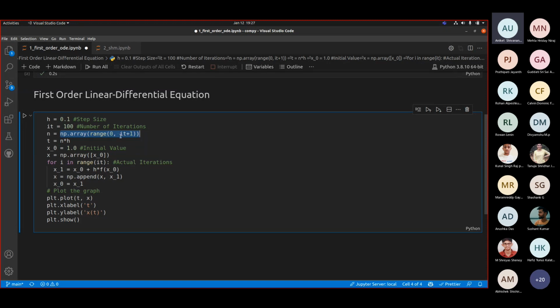And why have I taken this array? Because if I multiply this with h, I will get the discrete times, like t1, t2, t3, t4, of all the points I'm finding x at. So this is my initial value, that my x0 is 1.